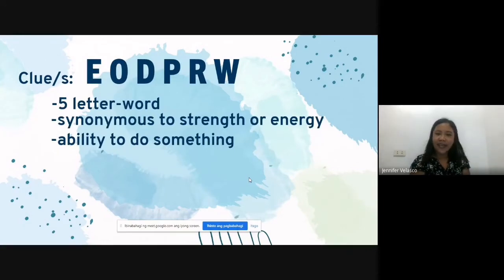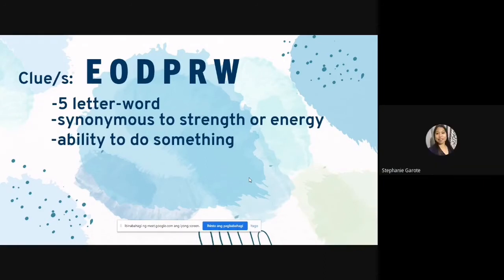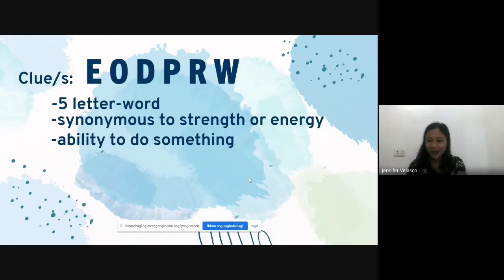Again, we have the same clue letters: E, O, G, P, R, W. This time it is a 5-letter word. It is synonymous to strength or energy. And with this, you can have the ability to do something. What is your answer? Yes, Stephanie? Manpower. All right, let's see.